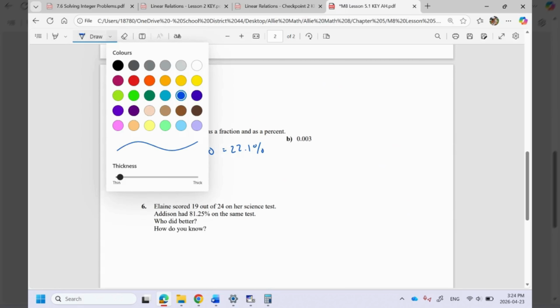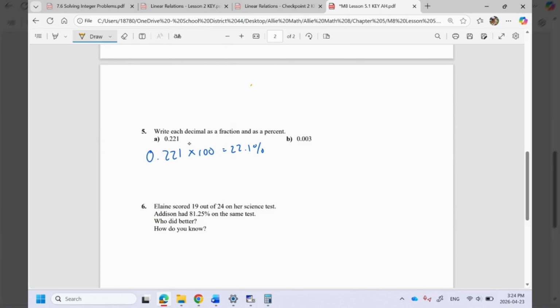And let's also do our place values. We got a 2 in the tenths spot, a 2 in the hundredths, and a 1 in the thousandths. So we'll have 221 over 1,000. I don't know if we can reduce, so let's just leave it like that. I guess I can check on my calculator. 221 over 1,000. No, can't reduce it further than that.